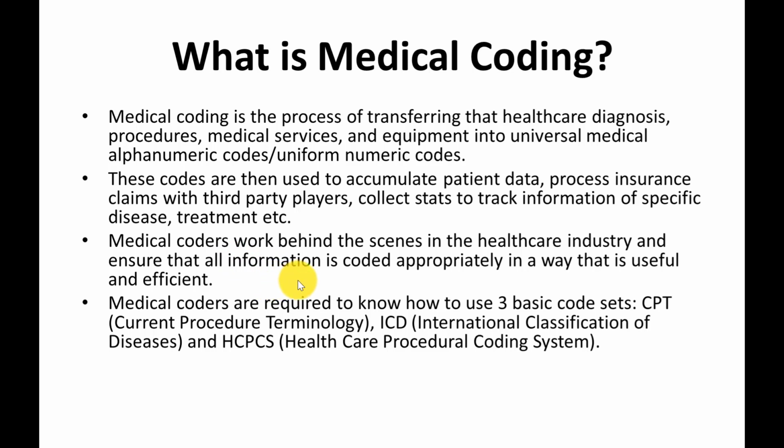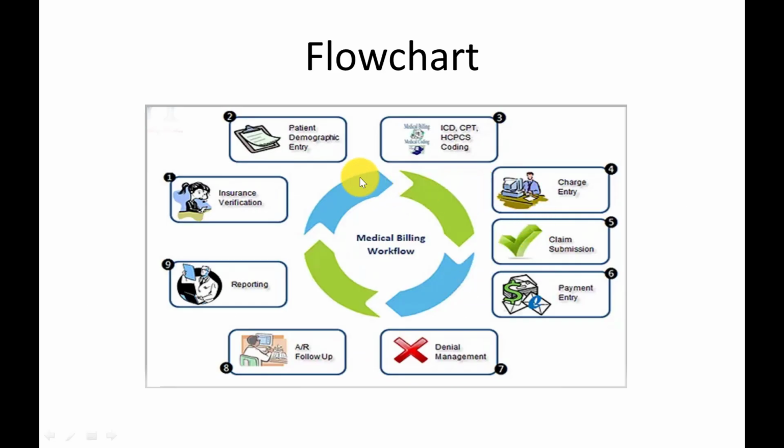Basically there are three types of coding. Medical coders are required to know how to use three basic code sets, and we'll go through them one by one. CPT is Current Procedural Terminology, ICD is the International Classification of Diseases, while HCPCS is the Healthcare Common Procedure Coding System. Now we'll see the flow chart.